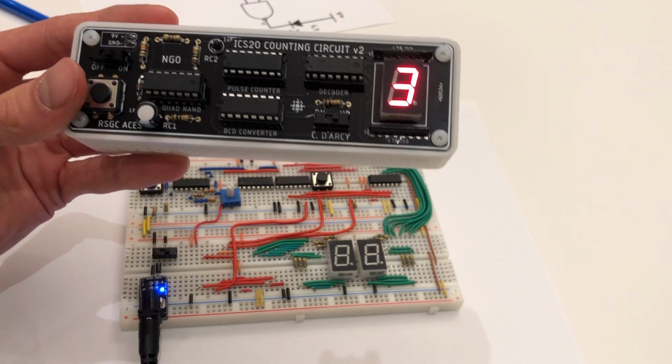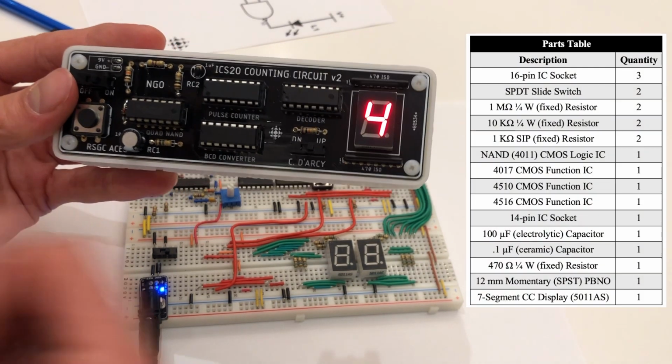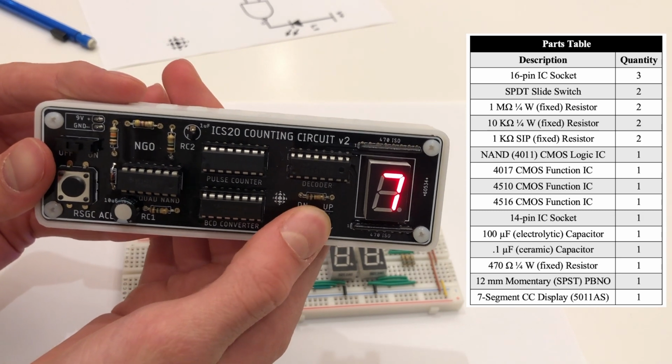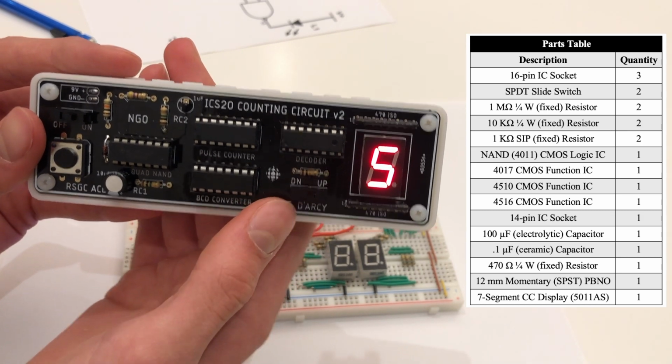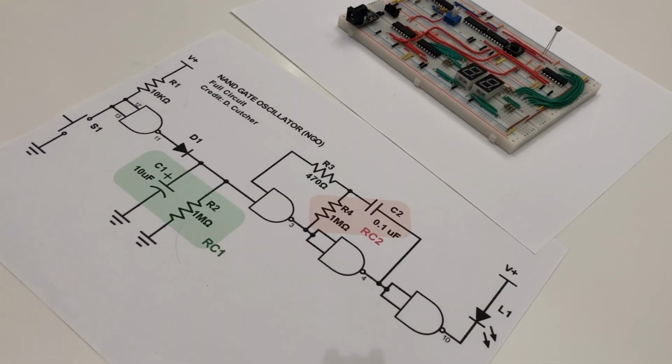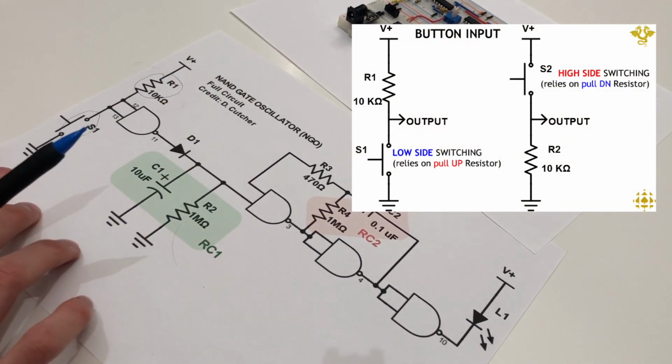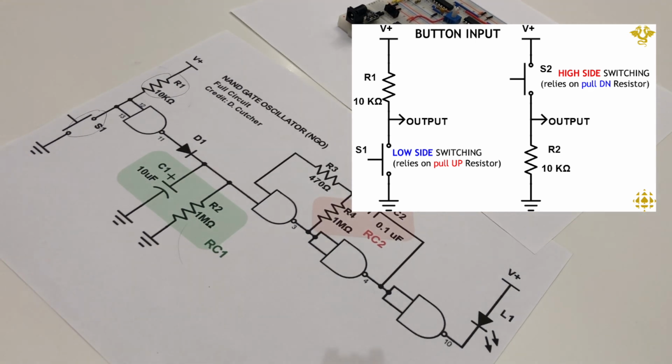Here's my final soldered PCB. When I press the button, it starts counting, and I can switch this so the up/down pin is connected to ground, so it counts down. The counting circuit starts from the pull-up resistor and button at the start of the NAND gate oscillator, which allows for low side switching.